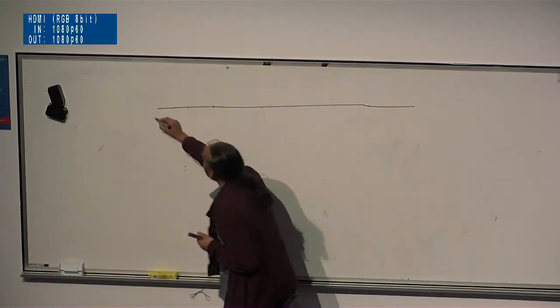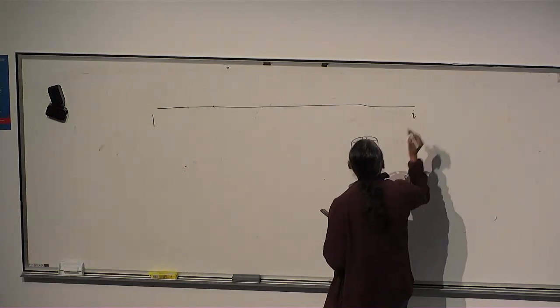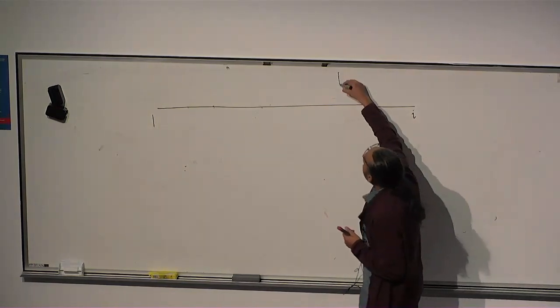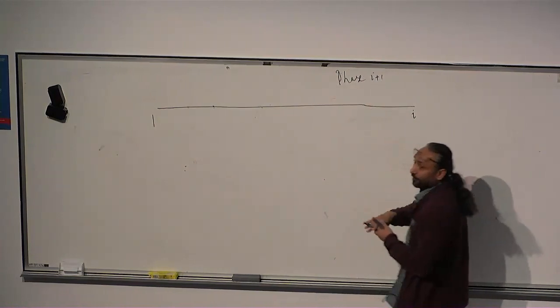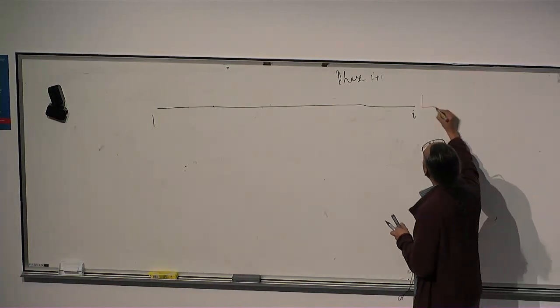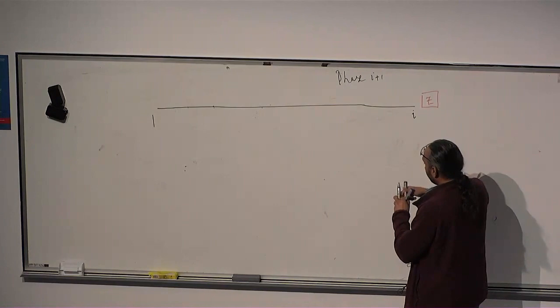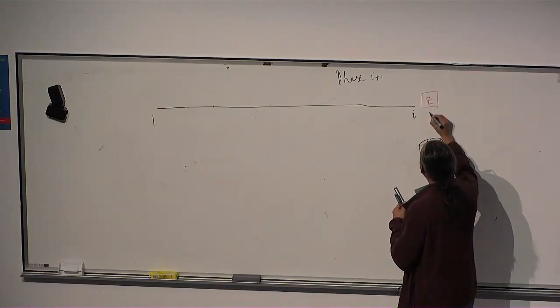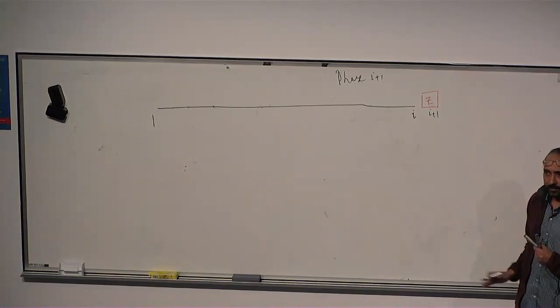So let's call it, we are doing phase I plus 1. That means you've finished phase I and you're adding one new character, let's call the character Z, at position I plus 1. Are you happy with this? Okay.